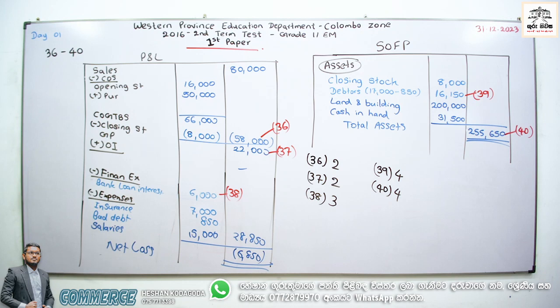This is 2070. This is another paper. Finish it and raise your hands, Arya. Others, Sanuka, Venuja, finish it and raise your hand.